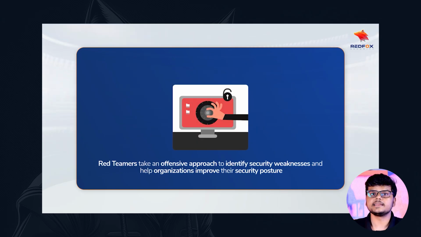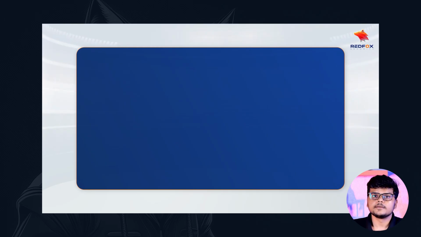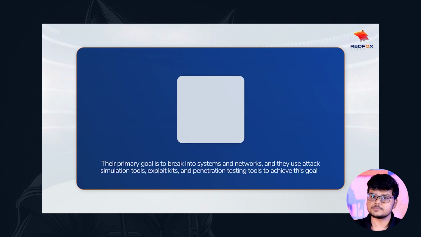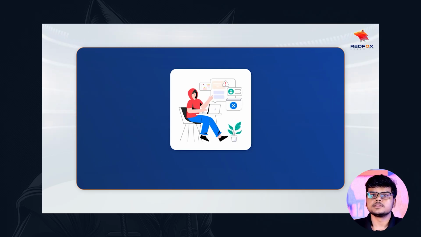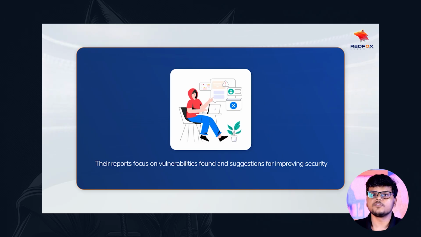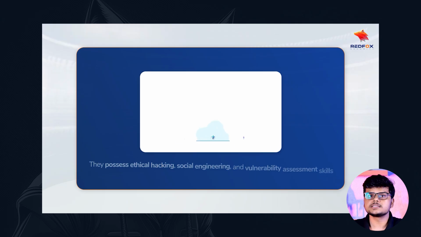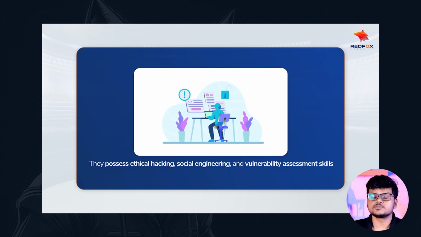Red Teamers take an offensive approach to identify security weaknesses and help organizations improve their security posture. The primary goal is to break into systems and networks, and they can use attack simulation tools, exploit kits, and potential penetration testing tools to achieve this goal. Their reports focus on vulnerabilities found and suggestions for improving security. They possess ethical hacking, social engineering, and vulnerability assessment skills.